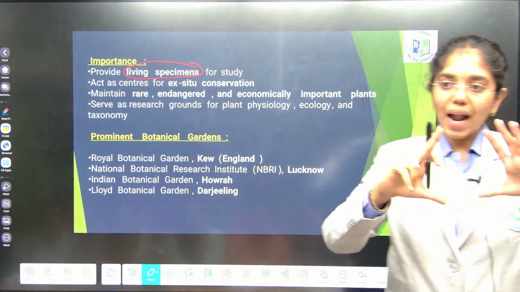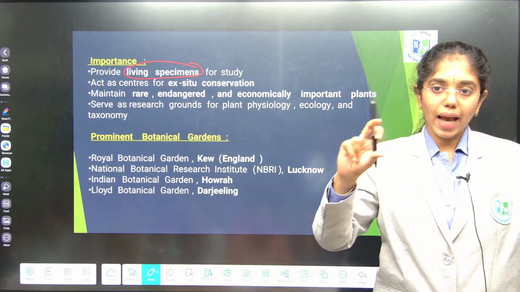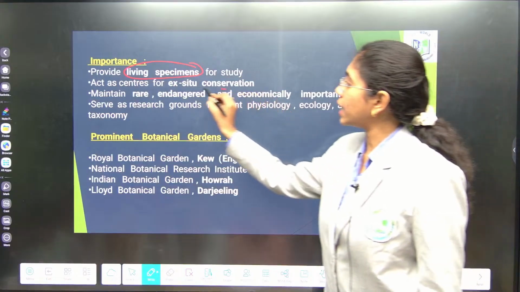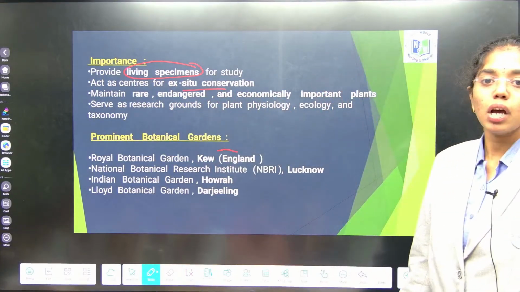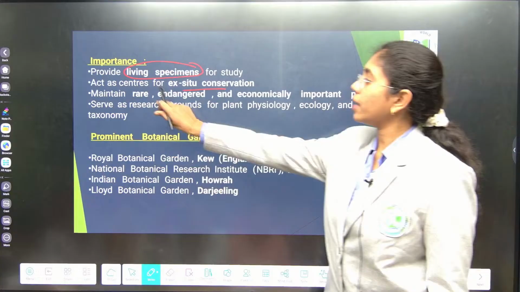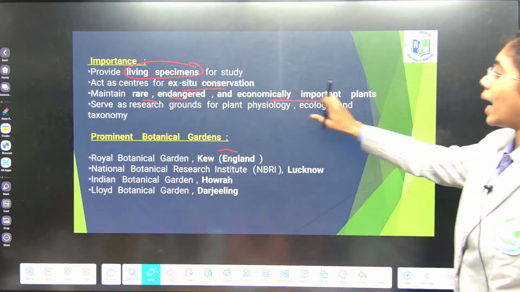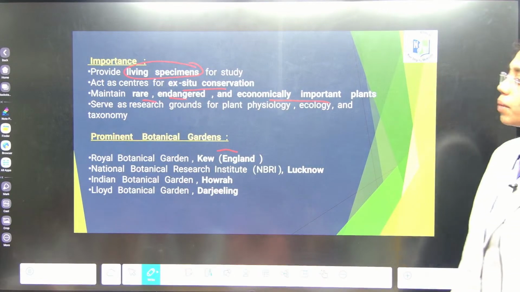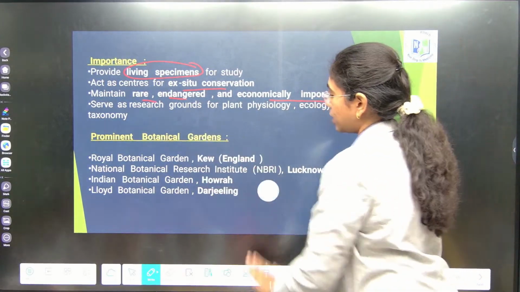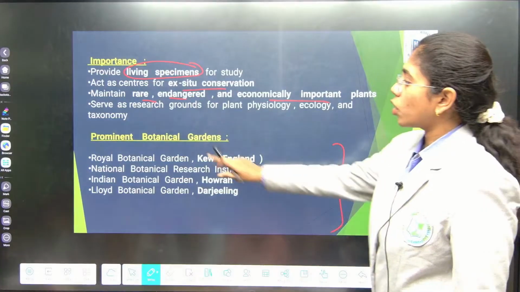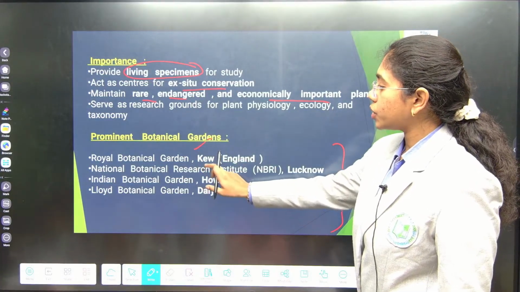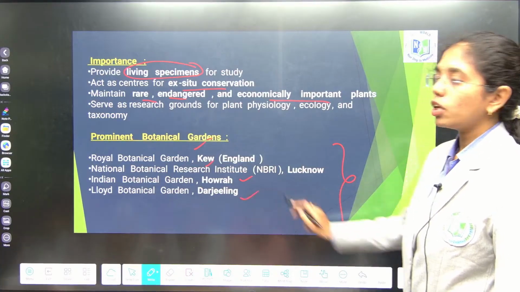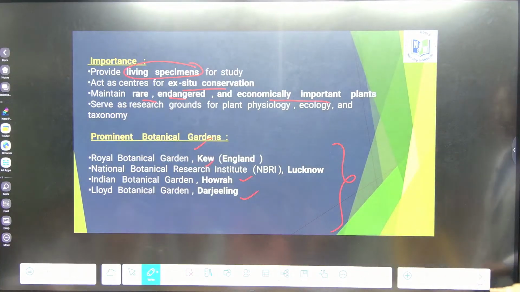Above each plant species you will place or tag the family to which it belongs. This is a center for what? Ex situ conservation. Botanical gardens will maintain rare, endangered and economically important plant species. What are the prominent botanical gardens? These are given here, see. Royal Botanical Garden, National Botanical Research Institute, Indian Botanical Garden, Lloyd Botanical Garden.